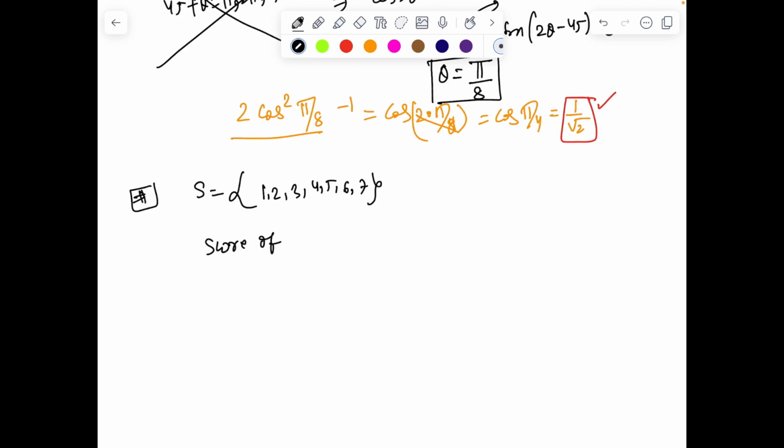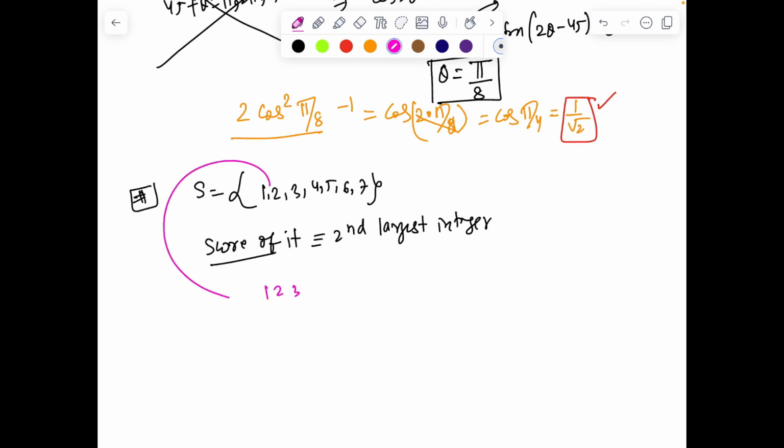Okay, so what we define? A score of choosing 5 integers to be the second largest integer. You have to find the sum of scores of all possibilities of the choices.